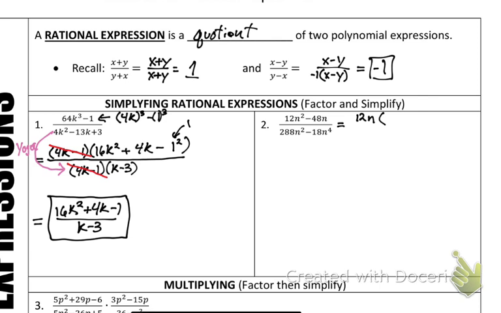That's going to leave behind, well, 12 divided by 12 is 1. N squared divided by n is n. I'm going to leave n in that place. When I pull this out, I'm left with n. 12n times n, giving me that 12n squared. Okay. 12 goes into 48 4 times, and the n's cancel out, so I just have n minus 4.